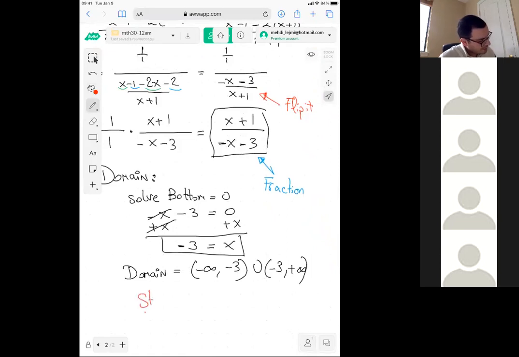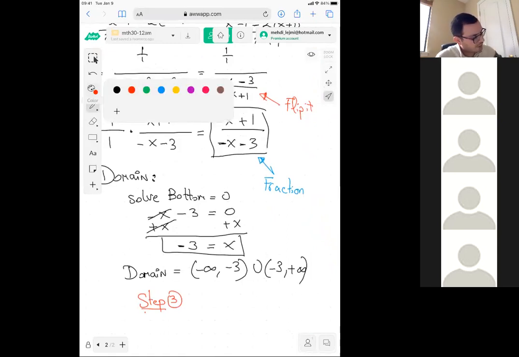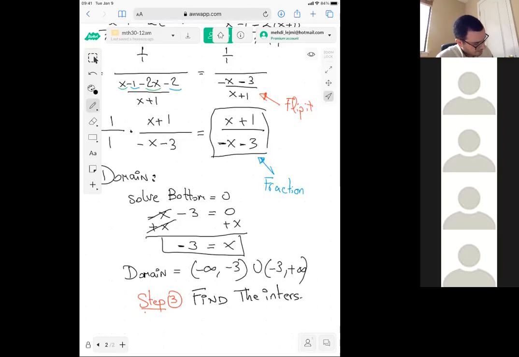So in step 3, you have to take the intersection of the domains in the first step and the second step. Intersection of the domains in step 1 and step 2.